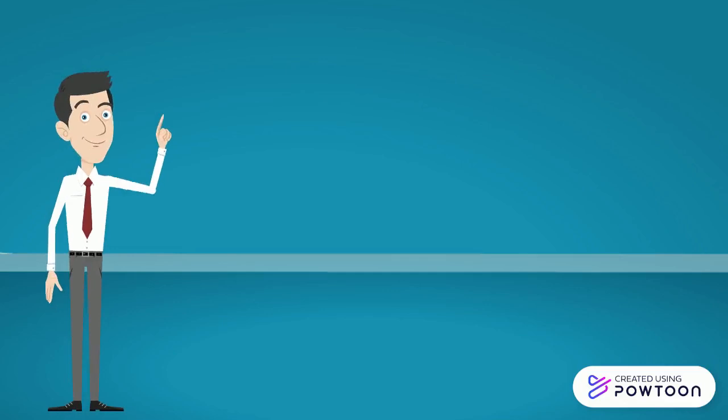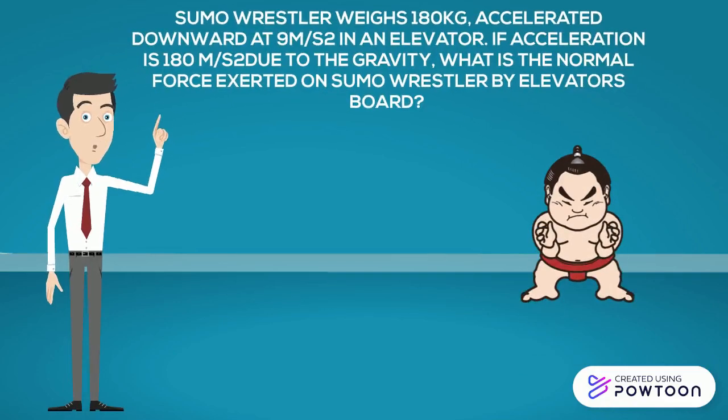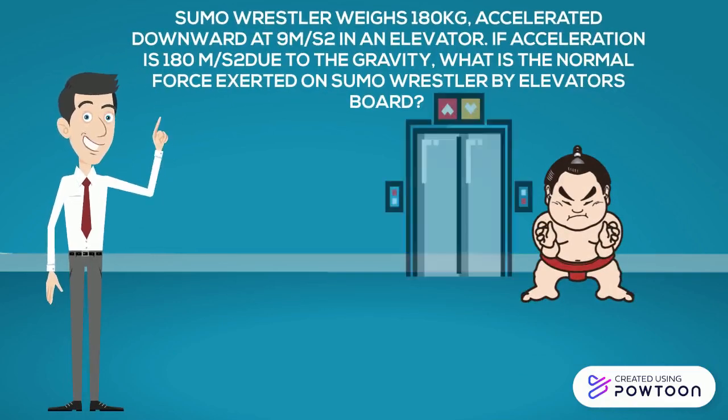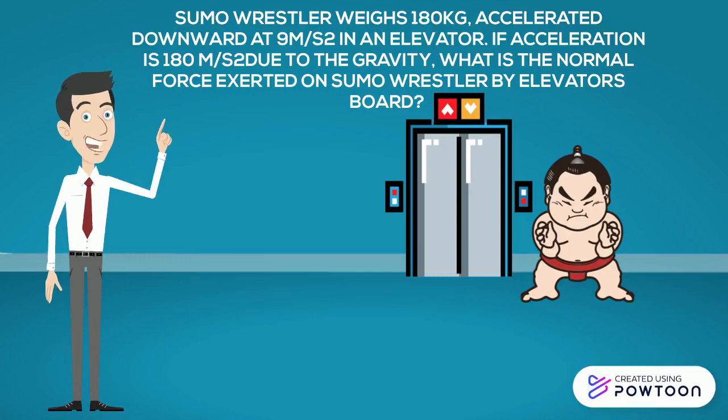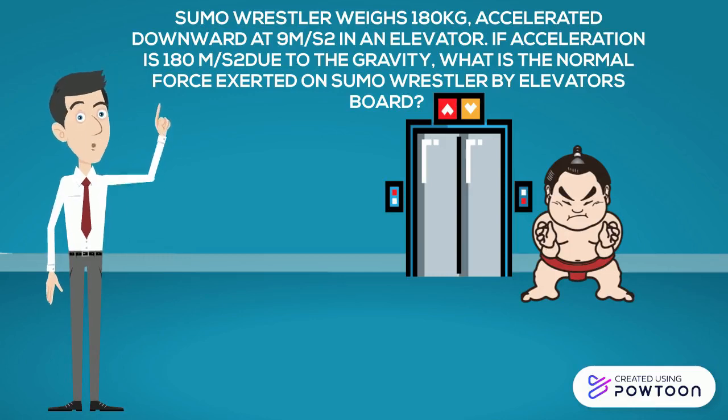A sumo wrestler weighs 180 kilograms and accelerates downward at 9 meters per second squared in an elevator. If the acceleration is 20 meters per second squared due to gravity, what is the normal force exerted on the sumo wrestler by the elevator's board?